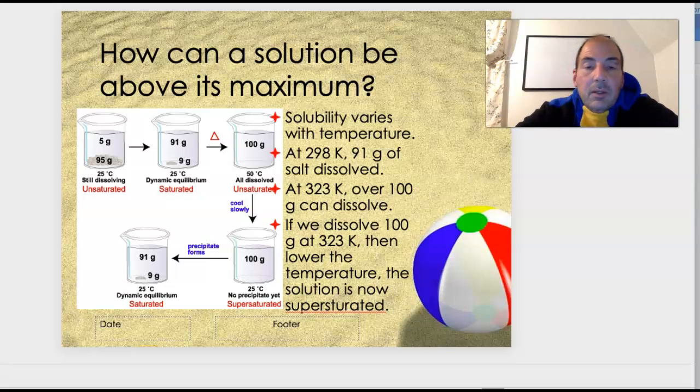So if we raise the temperature, even though, let's say at room temperature, only so many grams will dissolve, by raising temperature I can make it all dissolve, and then if I lower the temperature back down, it becomes supersaturated. However, when a solution is supersaturated, it is very easy for it to crystallize out, and you'll end up back at saturated. But it is possible to make a supersaturated solution. They're just a little delicate.